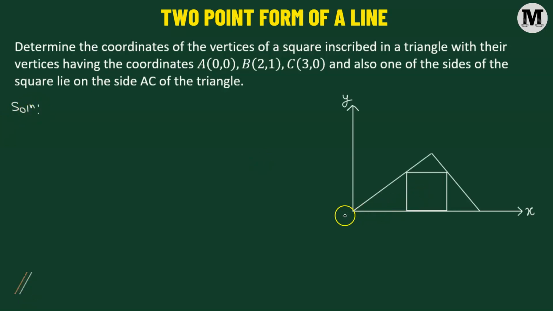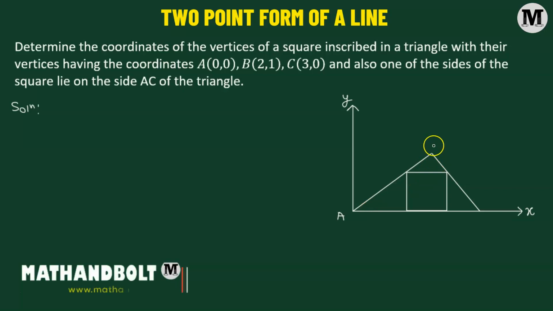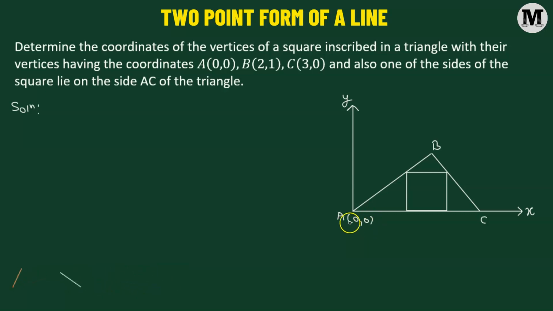So here we have the coordinate axis, and here we are having a triangle ABC. The coordinates of point A are (0, 0), meaning that A coincides with the origin of the coordinate axis. B has the coordinates (2, 1). C has the coordinates (3, 0). And it's given here that one of the sides of the square lies along AC. So here, let's name the square as PQRS. So here, PQ, which is one of the sides of the square, lies along the side AC of the triangle ABC. Now our goal will be to find out the coordinates of the vertices of the square.